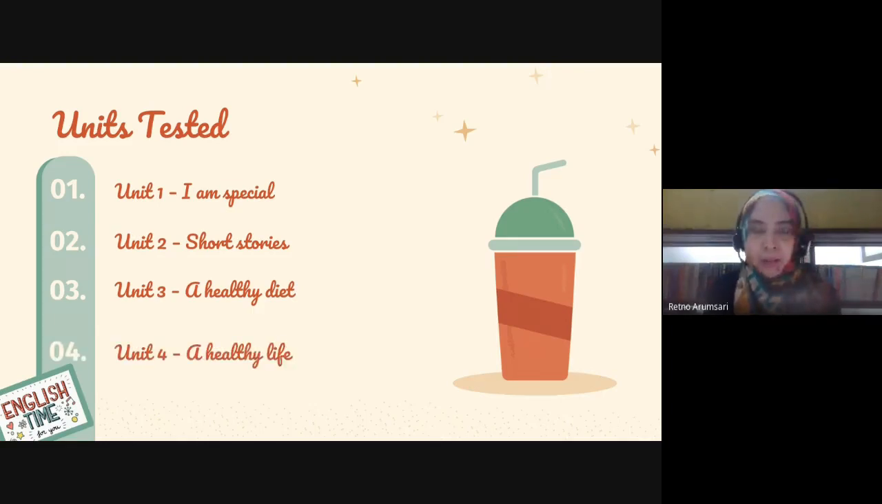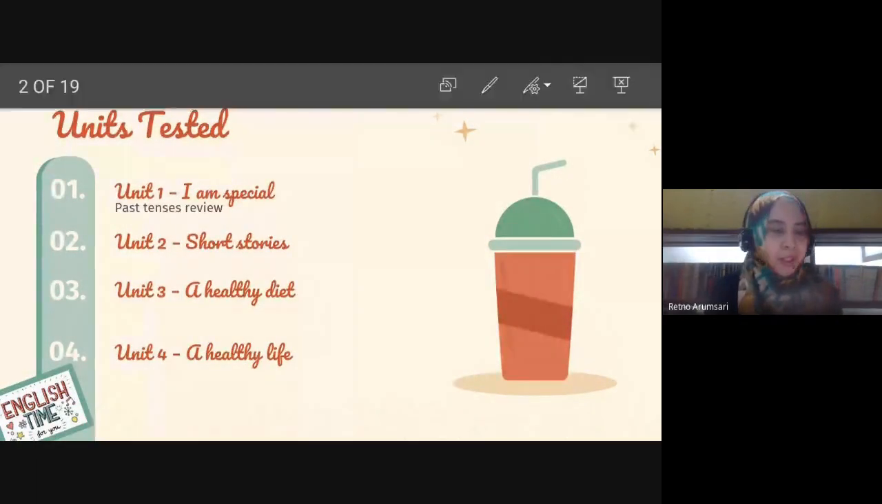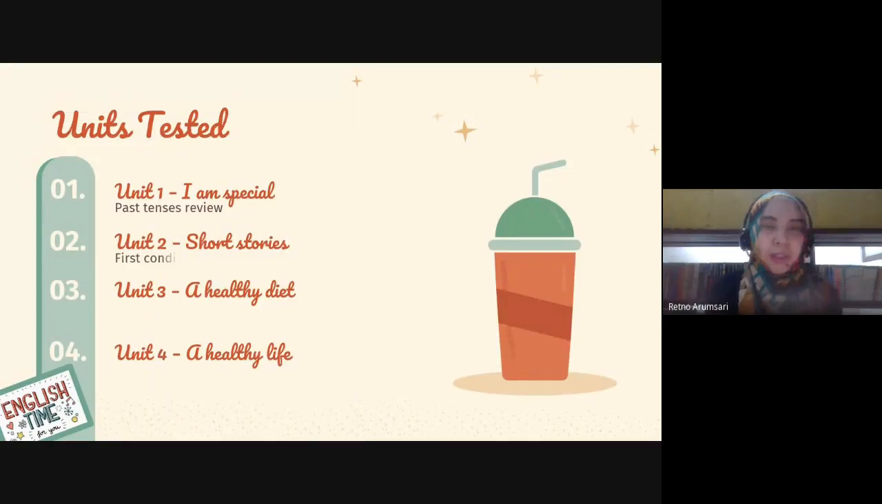What is Unit 1 about? Unit 1 is about past tenses review. There are 3, right? Past simple, past continuous, and present perfect. And Unit 2 is about first conditionals. Yes. If I stay up here, I will be safe.